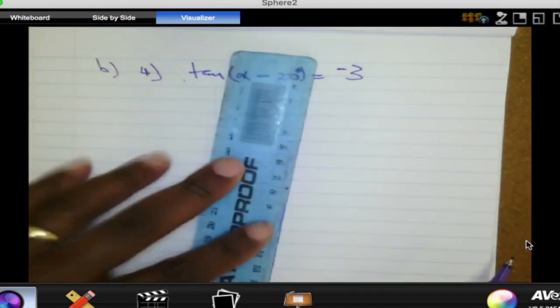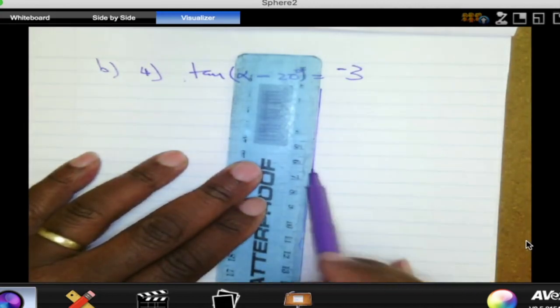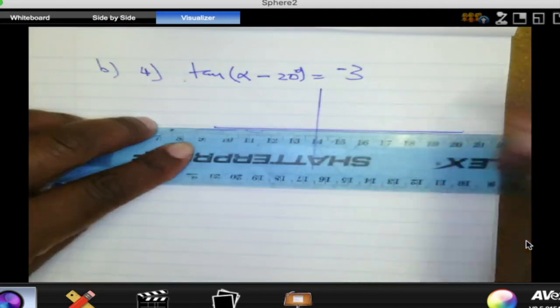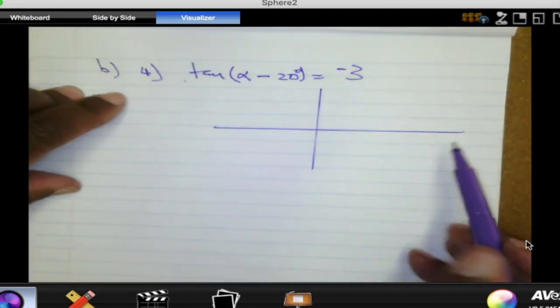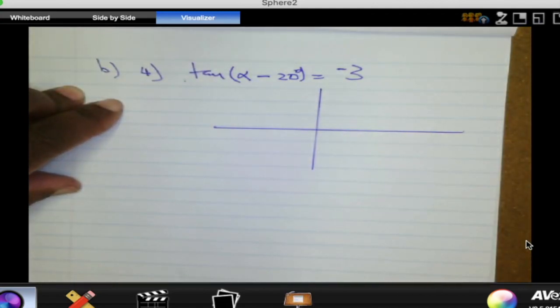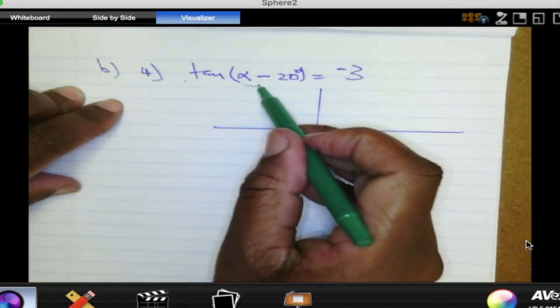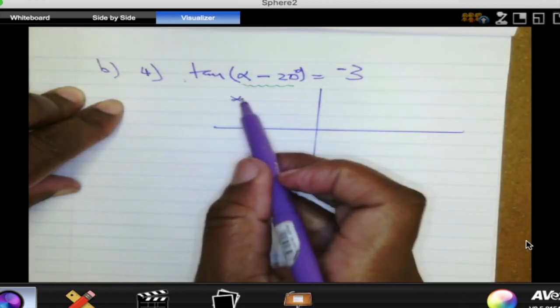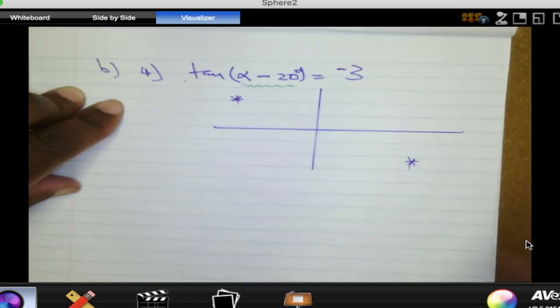So you could start, if you want, with your quadrants. Identify the quadrants where your answers are. We are looking for alpha minus 20 degrees. Where can we find the angle alpha minus 20 degrees? Which quadrant? All right, so it's quadrant 2 and quadrant 4. This is where tangent is negative.